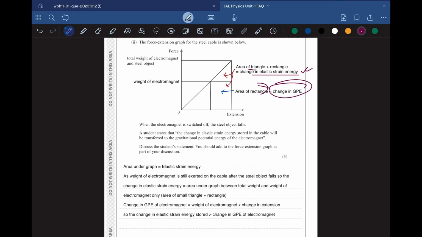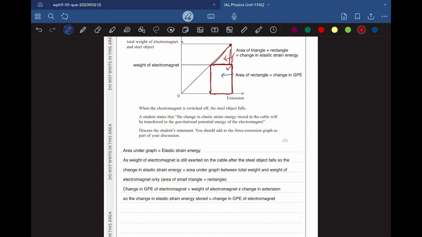Now let's write down the answer. How will we write it down? We know the area under the graph is equal to the elastic strain energy. The next thing is, as the weight of the electromagnet is still exerted on the cable after the steel object falls, we know that after the steel object falls, the weight of the electromagnet is still exerted on the cable. The next part says change in elastic strain energy is equal to the area under the graph between total weight and the weight of the electromagnet only.